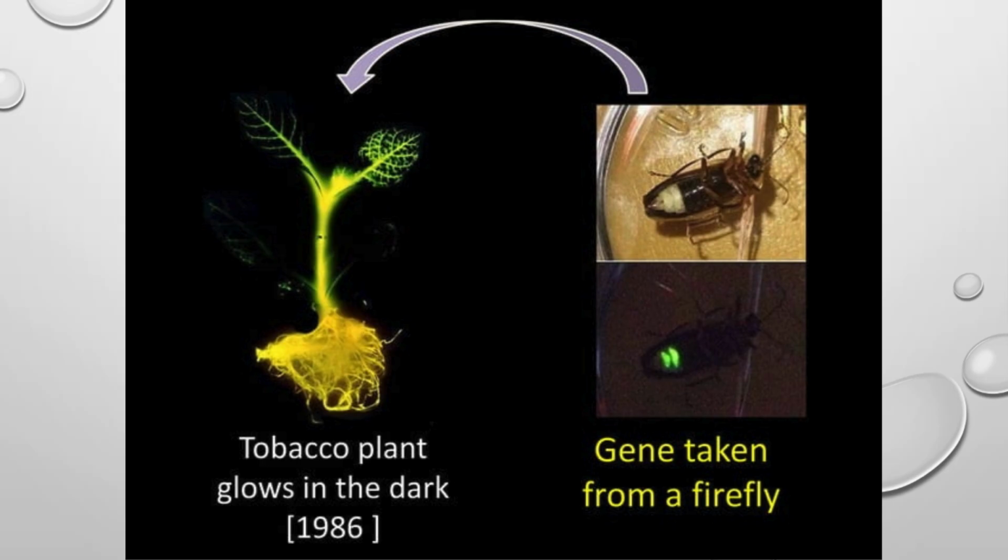Scientists took a gene from a firefly, the one that makes it glow in the dark, and put it into a tobacco plant. As a result, the tobacco plant also glowed in the dark. This experiment, done in 1986, showed that genes from one living thing can work inside another, proving that scientists can transfer traits like glowing from one species to another.